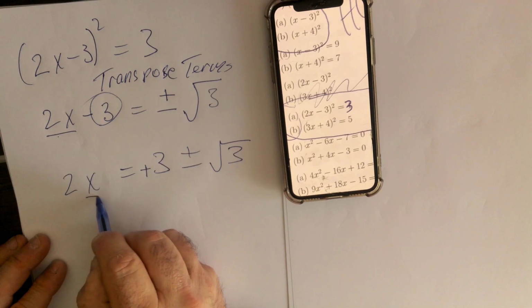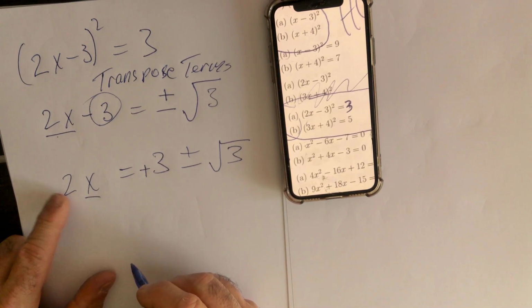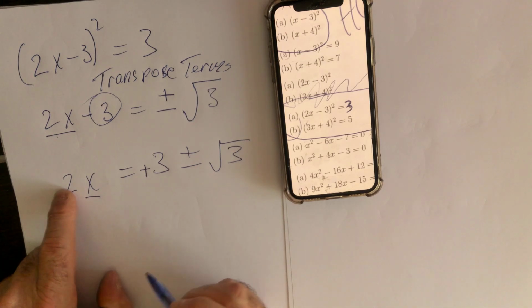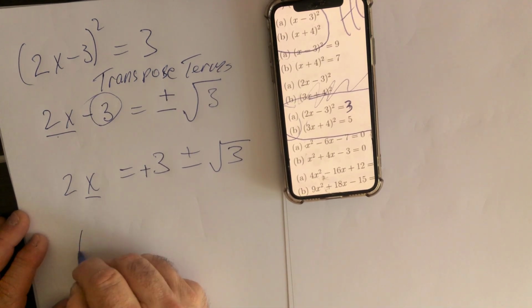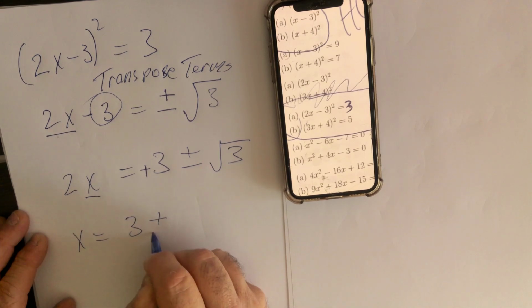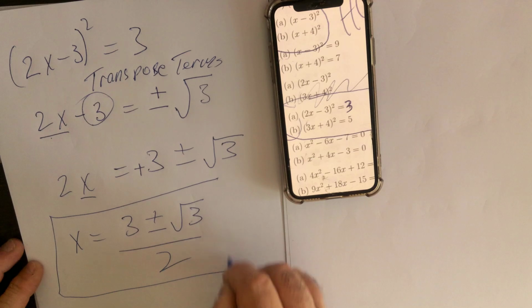Now we'll underline the fact that we're looking for x on its own. So the 2 is the one that has to move, but it is a factor. So you divide down the factor. Okay. So we get x equals 3 plus or minus the square root of 3 all over 2. That's your answer. You're done.